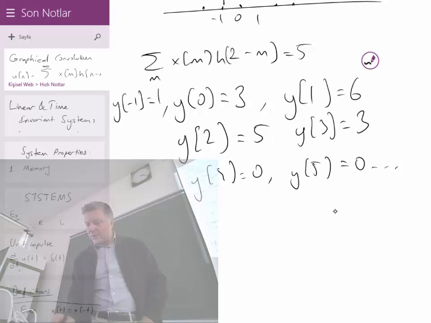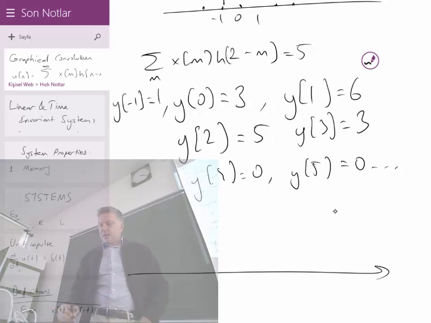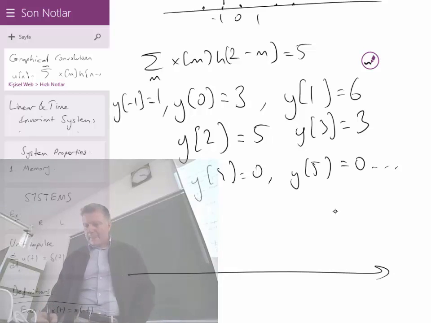And when you draw this thing, what does it look like? At 0, it's 3. At minus 1, it's, sorry.